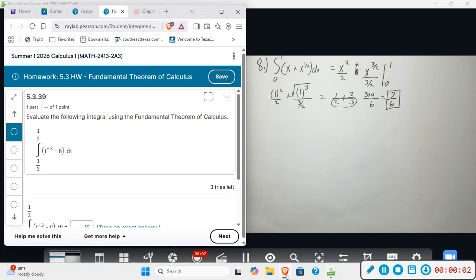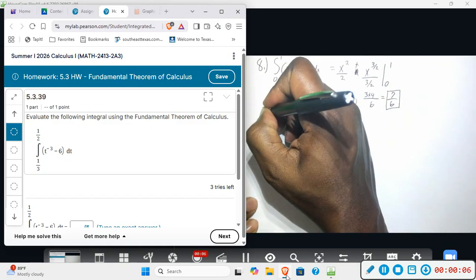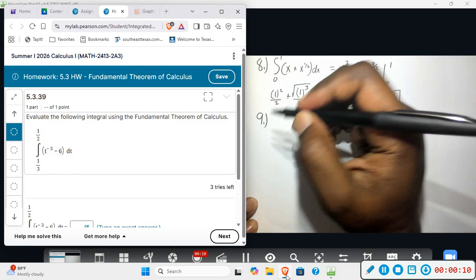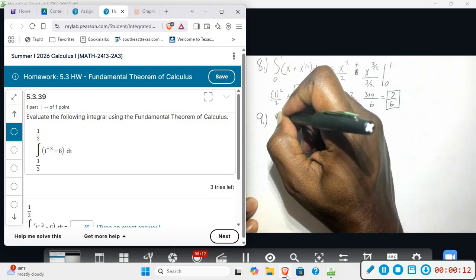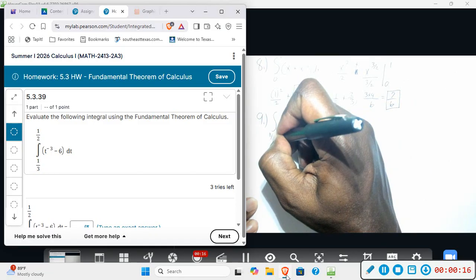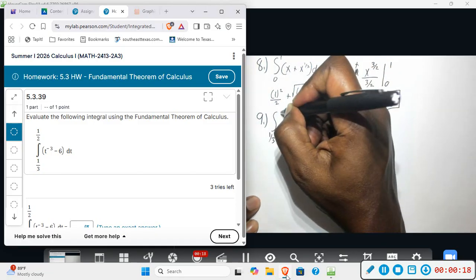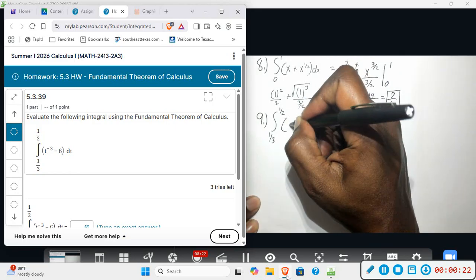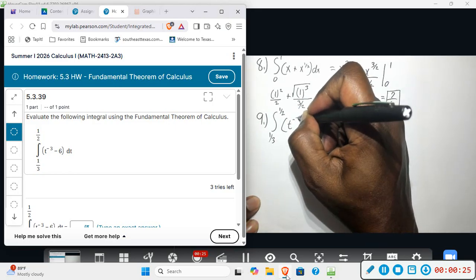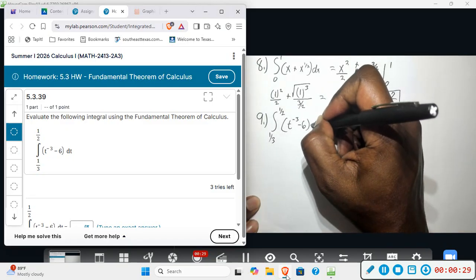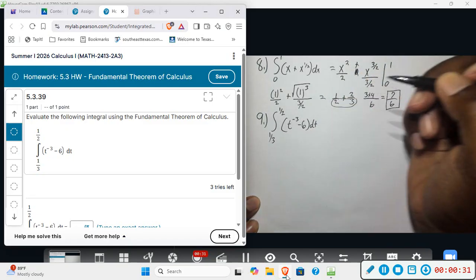All right, number 9, we want to evaluate the following using the fundamental theorem of calculus. So that's just the F of b minus F of a. We're going to evaluate this integral from 1/3 to 1/2 of t to the negative third power minus 6 dt.